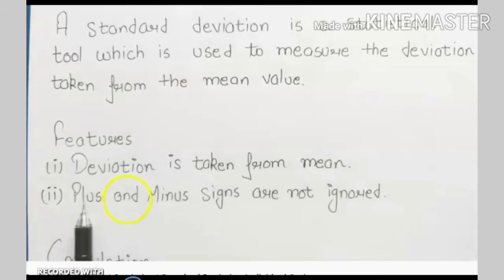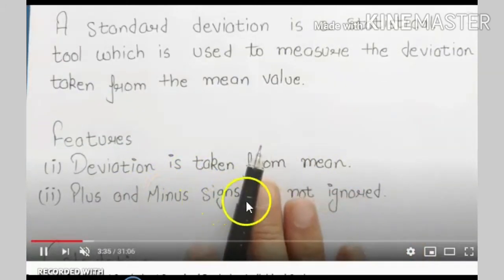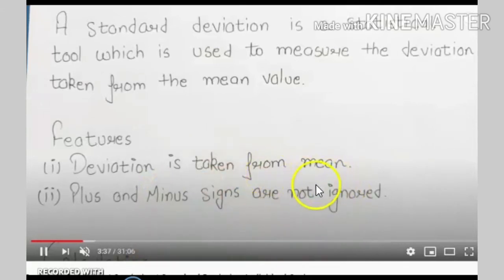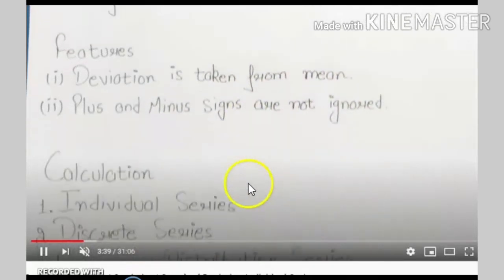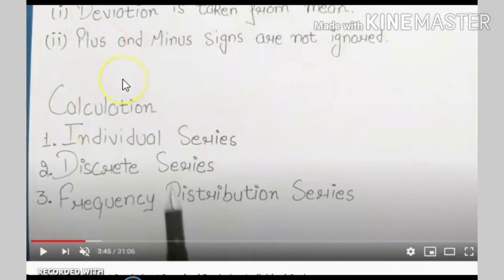So what are the features? Deviation is taken from the mean and plus and minus signs are not included. Plus and minus signs have been included in the mean deviation, so you don't have to study that here.